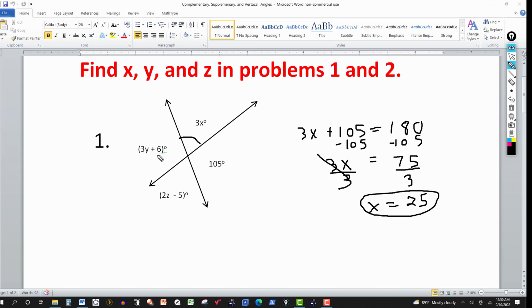But that causes problems because I got two variables. So it's easier to look at this perspective here and look at these as vertical angles. Two lines cross, so 3y plus 6 and 105 are vertical angles, so they have the same measure. So in that case, I would just say 3y plus 6 and 105 are vertical angles, so they're congruent, have the same measure. I add negative 6 to both sides, now it becomes a linear equation.